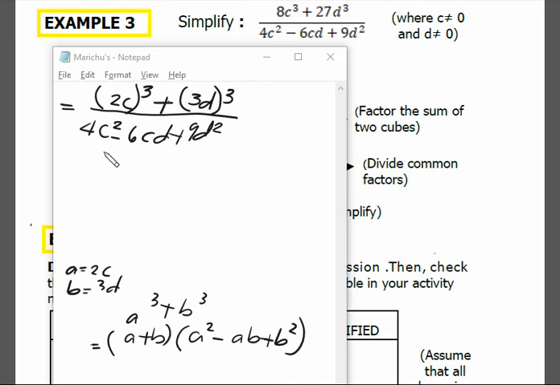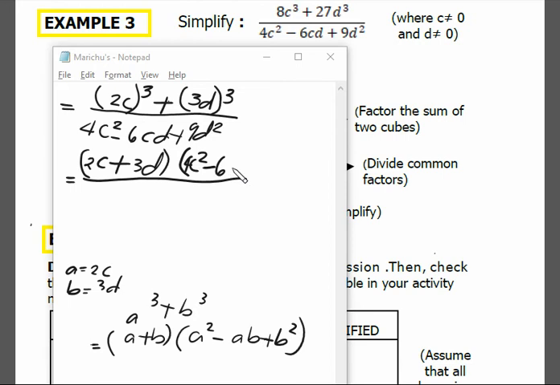Okay, that's correct. So let's apply the factoring. What are the factors of the numerator? So it's 2C plus 3D, because it says here A plus B. Okay. Then it says here A squared. Since our A is 2C, square this, it's 4C squared. Then we follow the minus sign, and then A times B, that is 6CD.